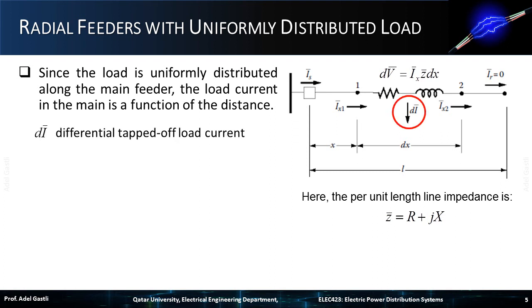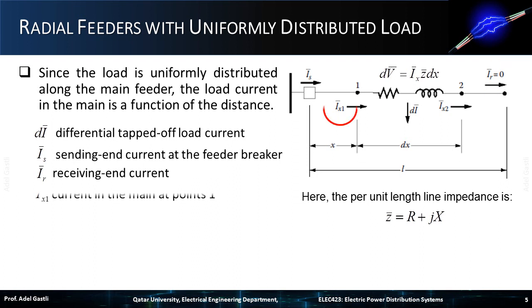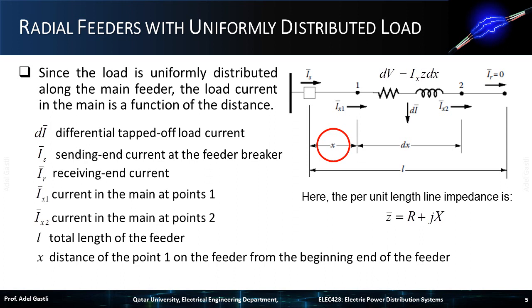Here, dI denotes the differential tapped off load current. Is is the sending end current at the feeder breaker. Ir is the receiving end current. Ix1 is the current in the main at point 1. Ix2 is the current in the main at point 2. L is the total length of the feeder. x is the distance of point 1 on the feeder from the beginning end of the feeder. And dx is the differential distance.